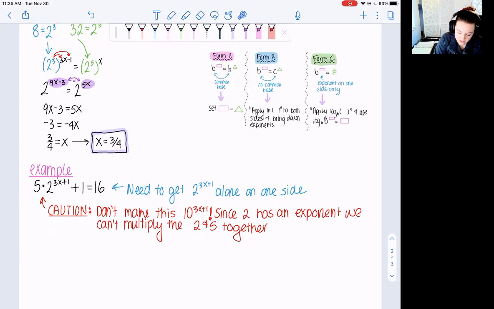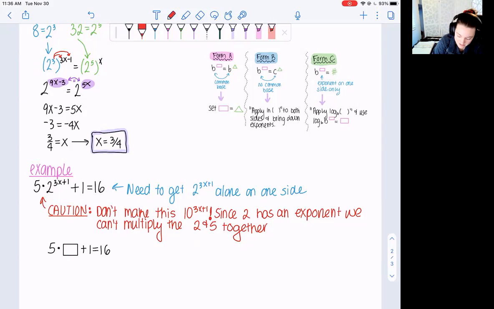The way that you're going to treat this to get the 2 raised to the 3x plus 1 by itself, it's as if you have 5 times something, plus 1 is equal to 16. If that 2 raised to the 3x plus 1 is making you uncomfortable, treat it as if it were just a box. How would you get the box by itself?